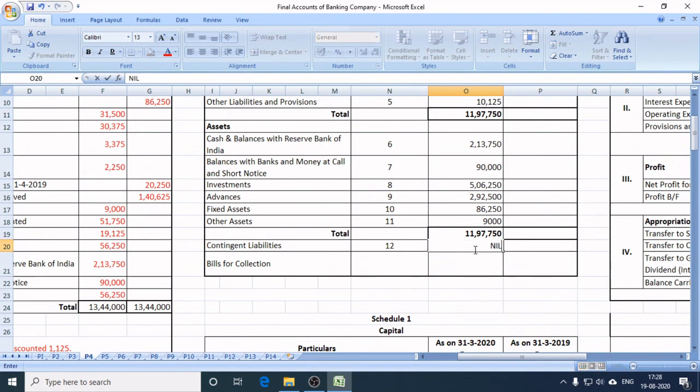Let me tell you one more thing. The bills for collection is different from contingent liability.